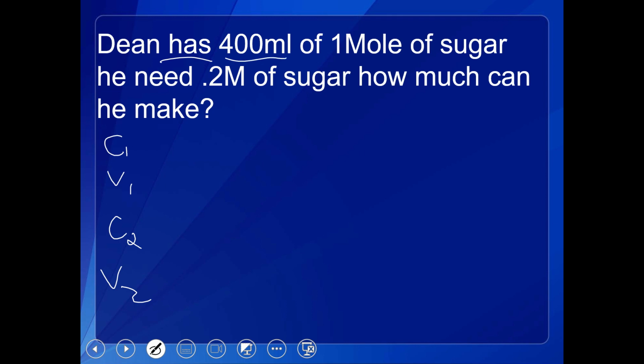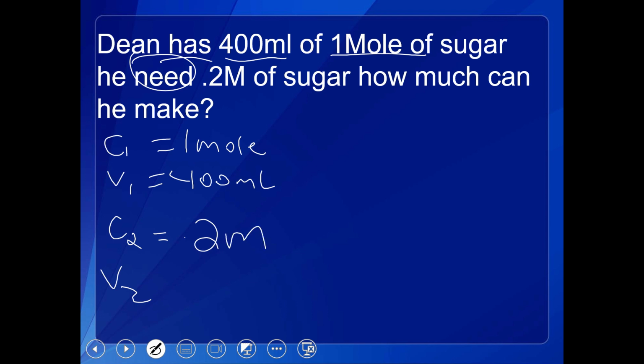So he has, this is what's going to be your initial or your 1. So he has 400 milliliters of that. So that's going to be your volume, of 1 mole, which is your concentration. This is how much he needs. So this is where he's going, which is going to be his concentration 2. And then we need to know how much can he make. So your volume 2 is a question mark.